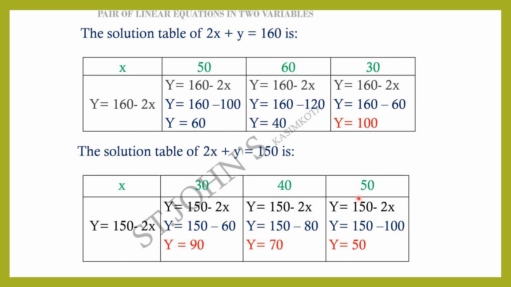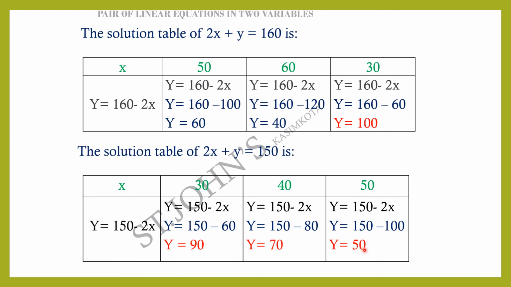And the last value, x equals 50. Now the y value: y equals 150 minus 2x. What is the value of x? 50. 2 into 50 is 100. So y equals 150 minus 100, which is 50. Then the y value is 50.